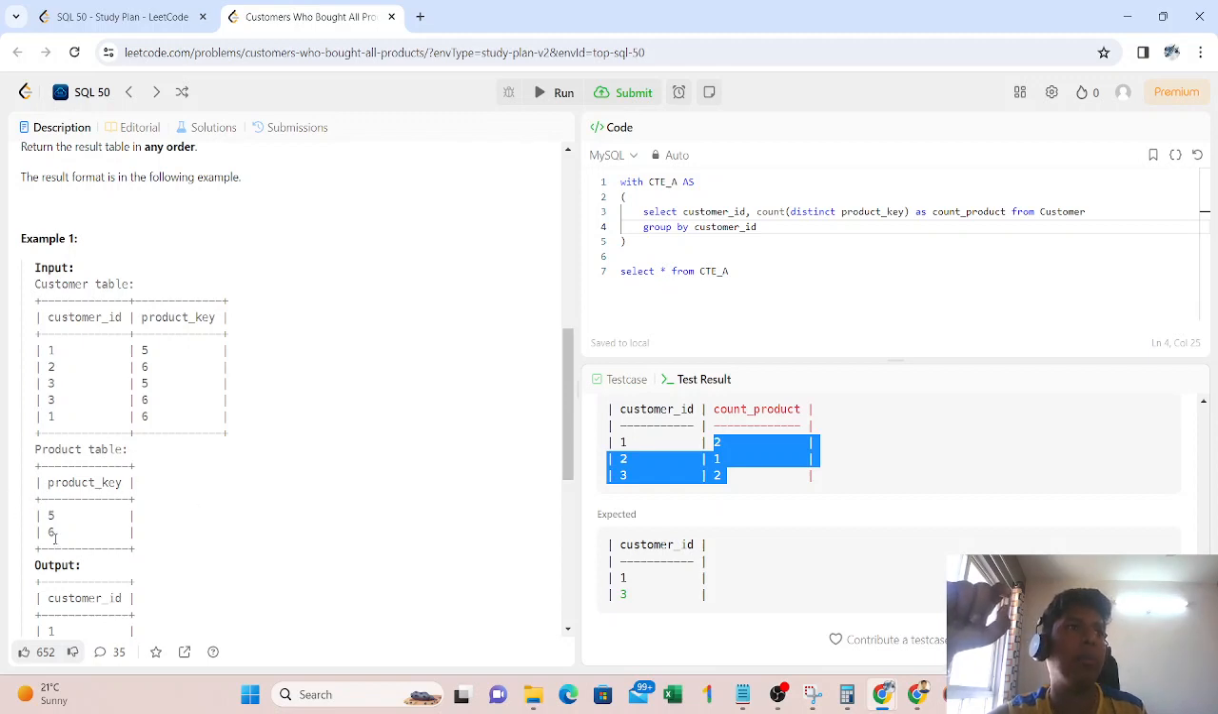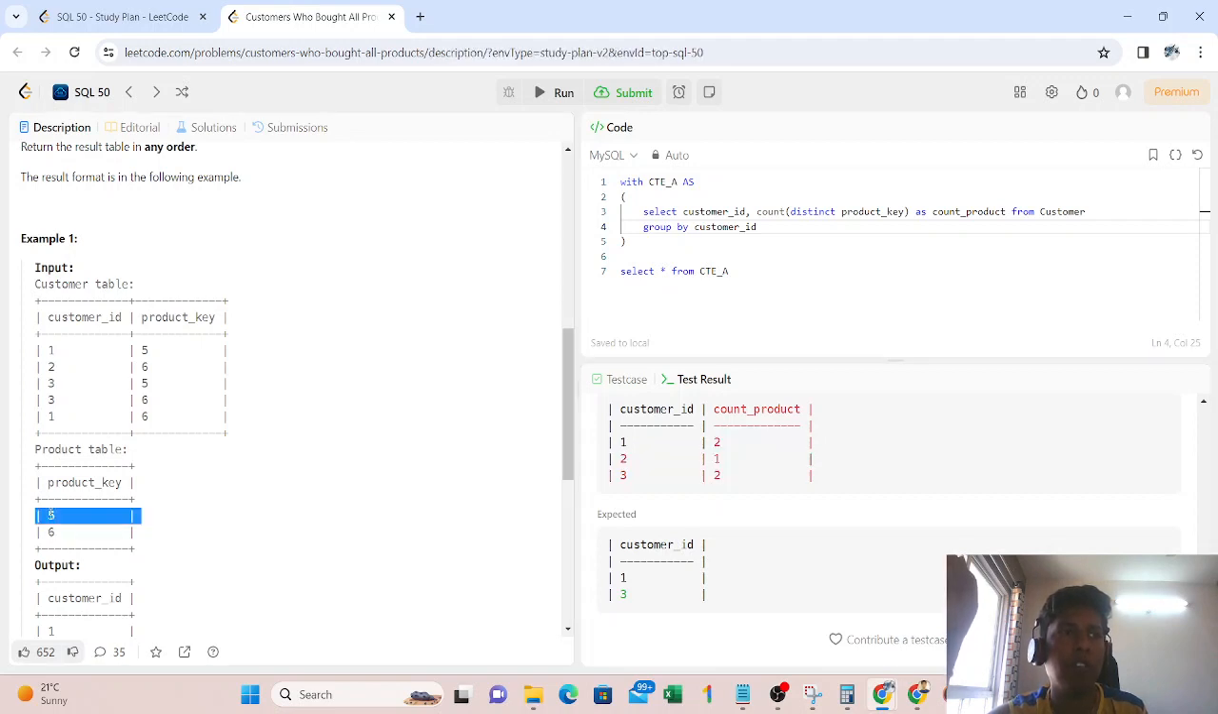See, in the product table, product key is the primary key. Okay. So if the count of the entries in the product table is similar to this count for each customer, then that customer would have bought all the products. Okay. So I hope you understand. If the number of products in the product table is equal to this count, which is count product, a new column that we have formed, then that customer would have bought all the products.